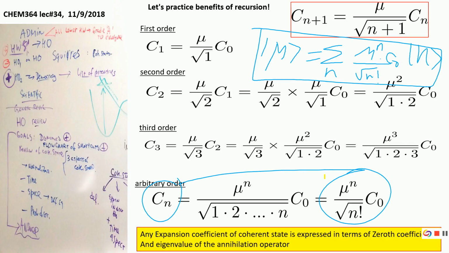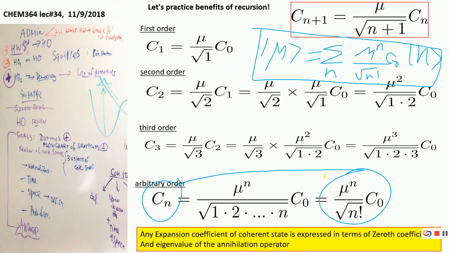So here is our recursion rule. The expansion coefficient of the higher order is obtained from the lower order by u over square root of n plus 1. If we know the lowest order coefficient, then we can find coefficient number 1. So we plug n equals 0 and u remains u. C1 equals u over square root of 1 times C0. No objections.